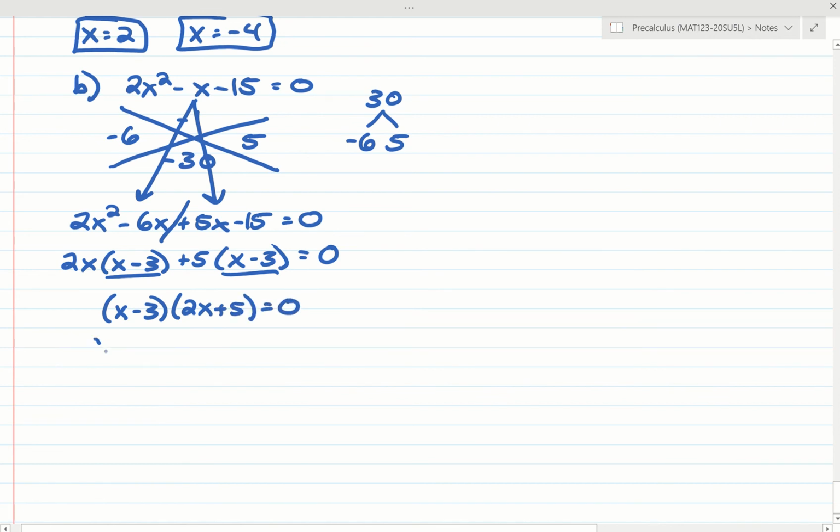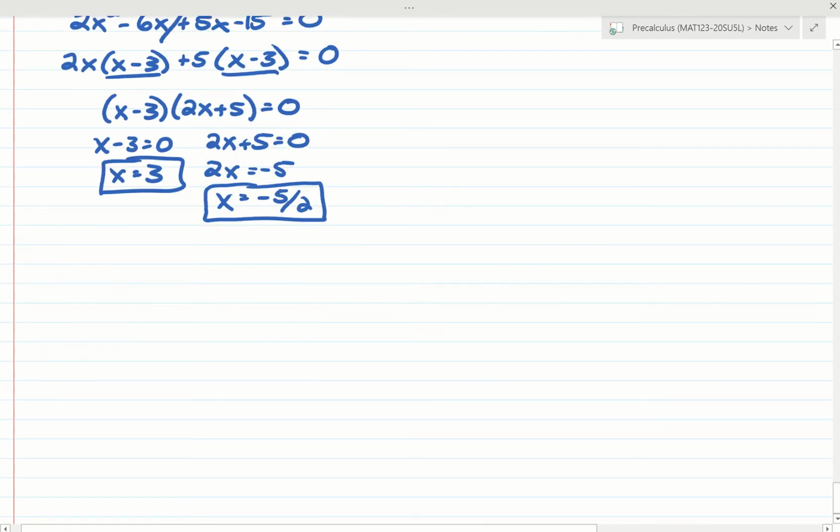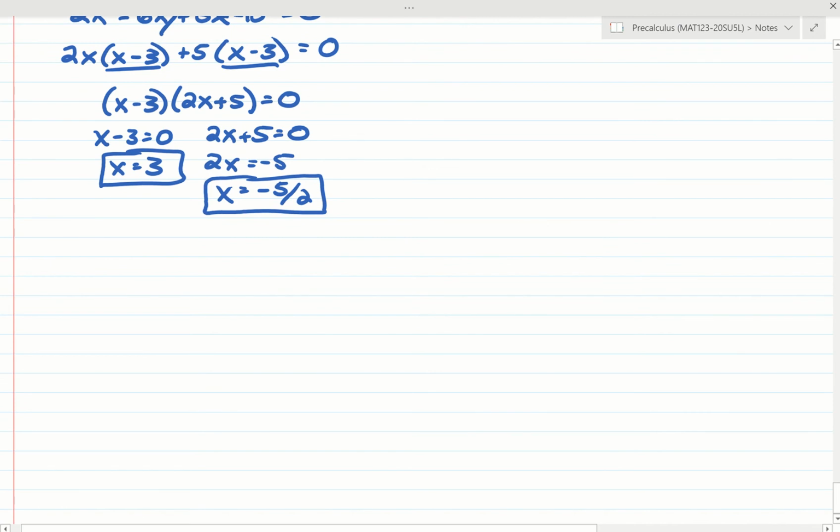And now let's solve using the zero factor property. We're going to set each factor equal to 0. And we'll get x is 3. And our other answer would be x is equal to negative 5/2. That's how we solve a quadratic equation by factoring. Next is by using square roots.